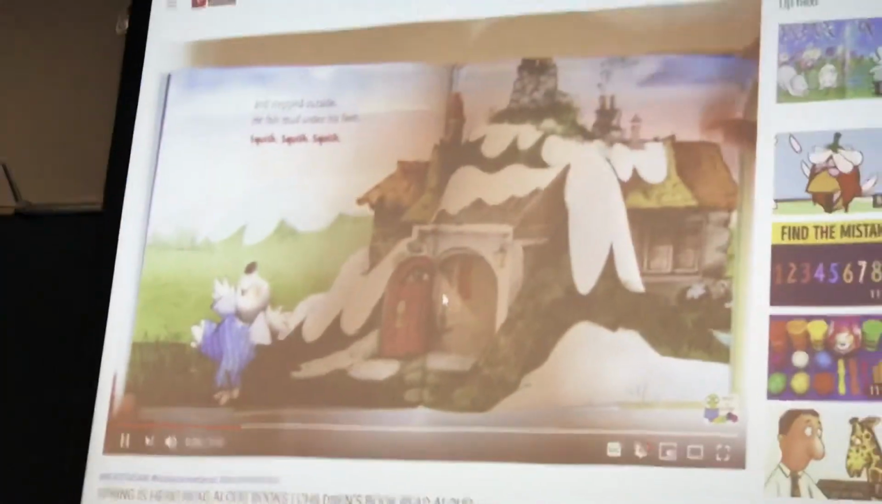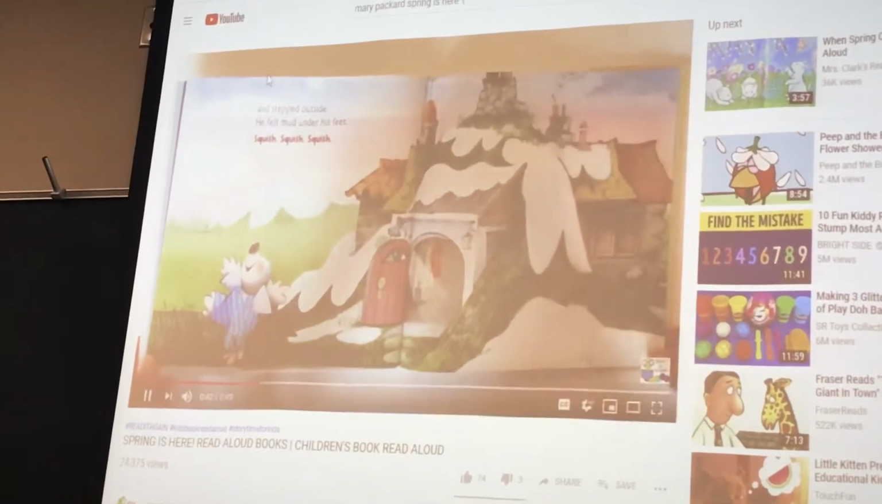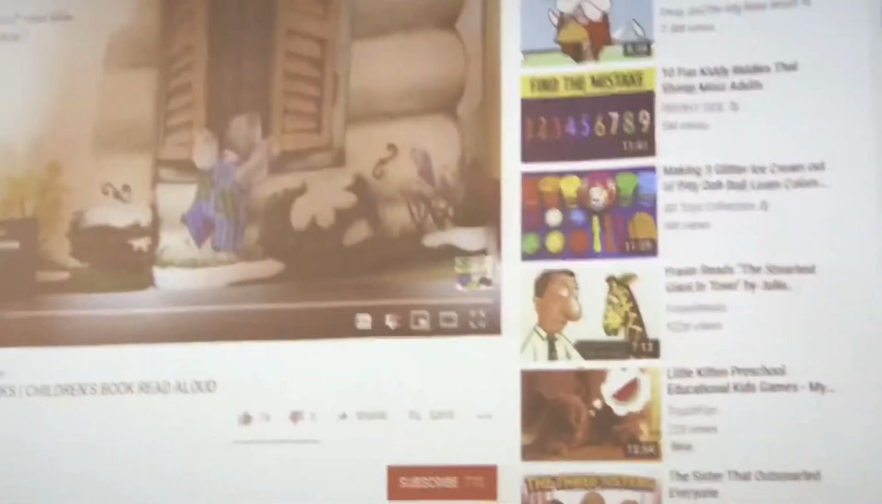And stepped outside. He felt mud under his feet. Squish, squish, squish. Spring is here, cried Mole. I must tell Bear. You know how the pictures are very detailed, very colorful. Mole rapped on Bear's window. Tap, tap, tap. It could combine with the story.